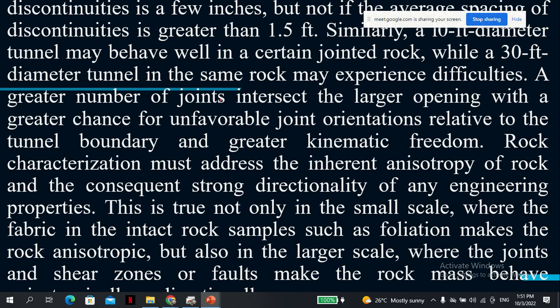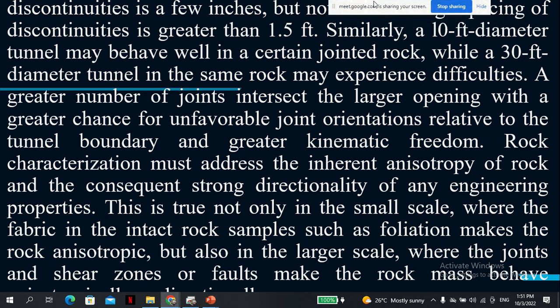Like I was explaining, if the joint spacing is not much, then the sample you take by coring, if you take a diameter of 3 feet, might be representative of the behavior. However, if you have more discontinuities, then that sampling is not enough. Similarly, a 10 feet diameter tunnel may behave well in certain jointed rock, while a 30 feet diameter tunnel in the same rock may experience difficulties.